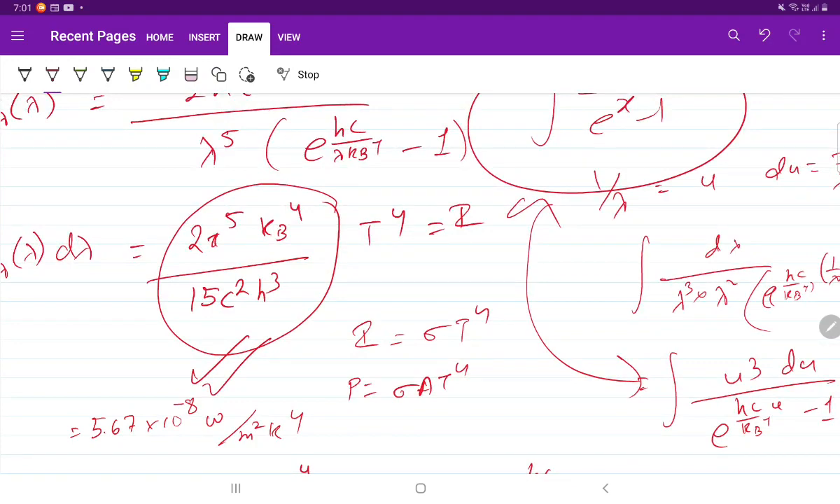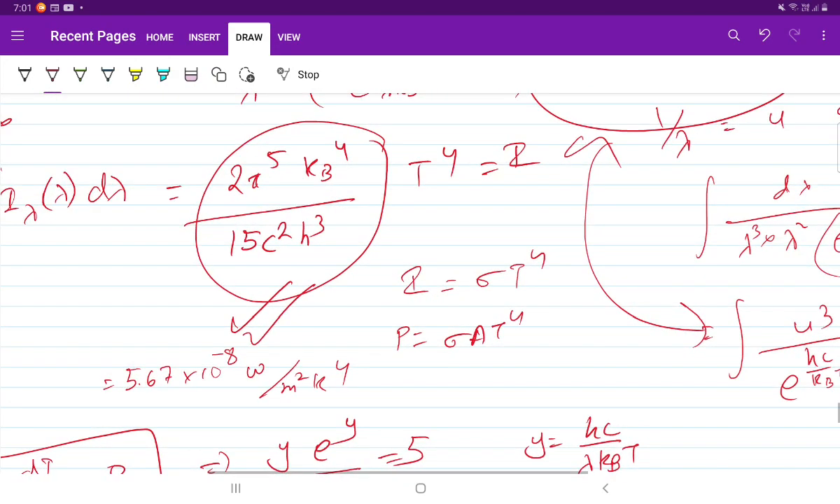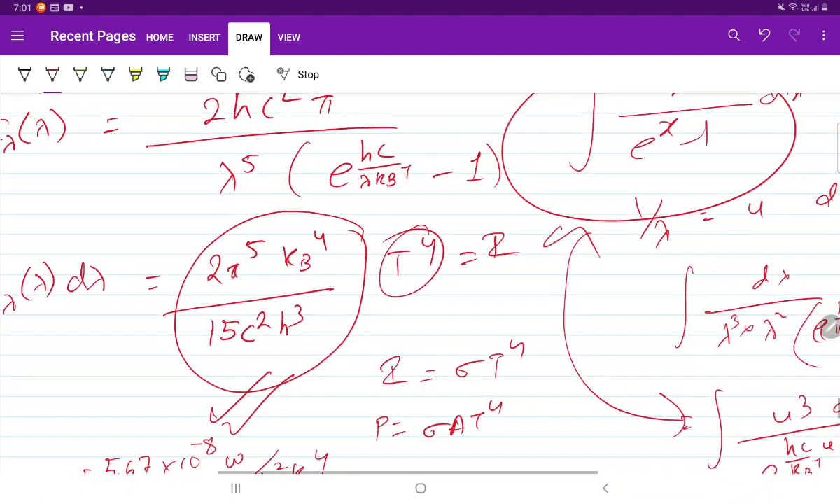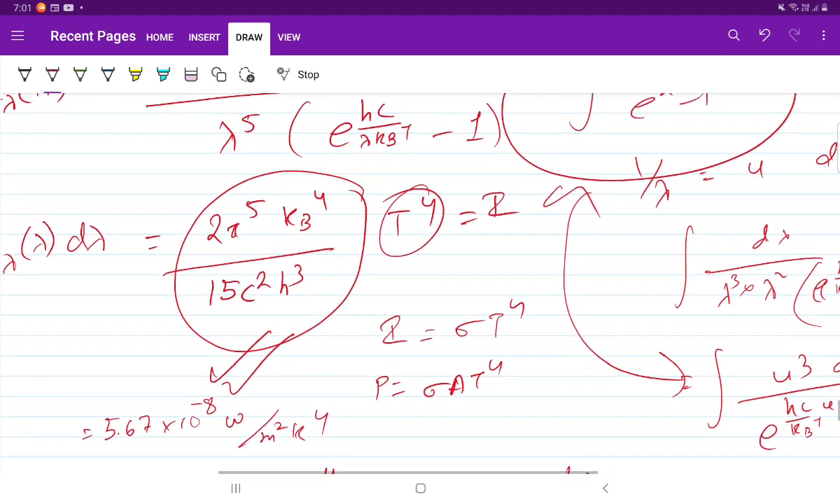Hence, you have to find the integral, and you will end up with the result of T to the power 4 in the numerator, and the prefactor has 2 pi to the power 5 kb to the power 4 upon 15 c square h cube.